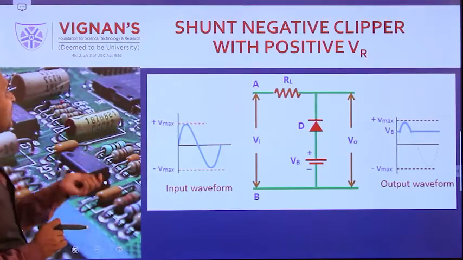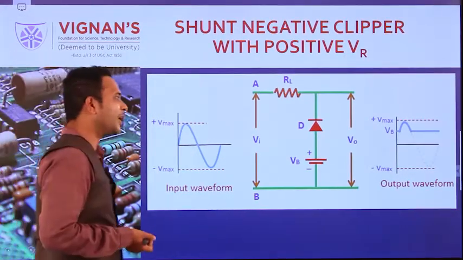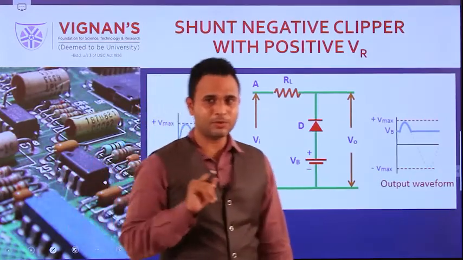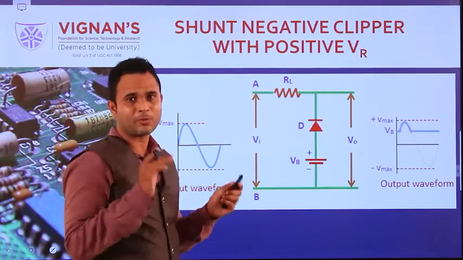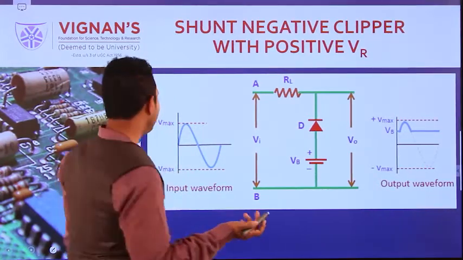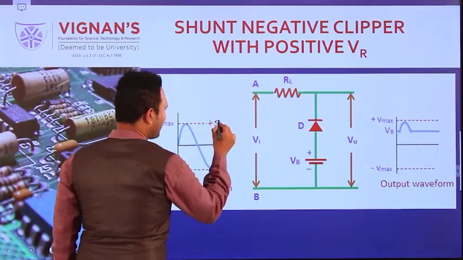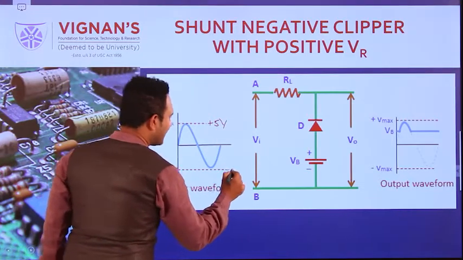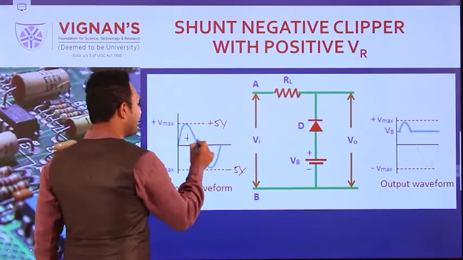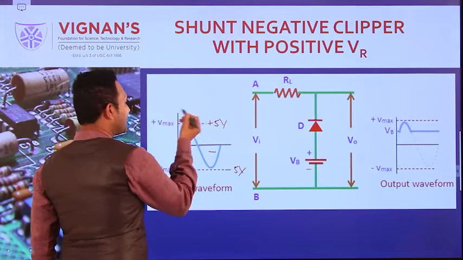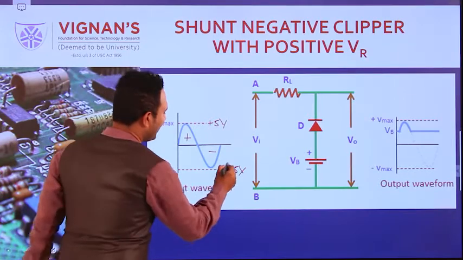Shunt negative clipper with positive reference. This is another case. I already told you what the use of the reference voltage is, but I will explain it one more time. Here the sine wave Vmax I am taking as plus 5 volts, and minus Vmax as minus 5 volts. So the sine wave has a positive peak with maximum voltage plus 5 volts and a negative peak with maximum voltage minus 5 volts.